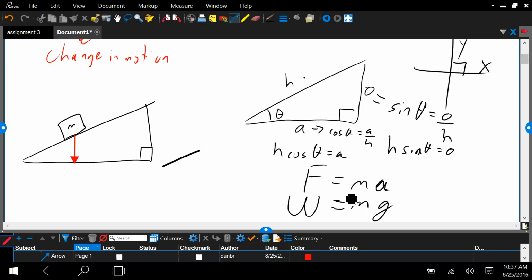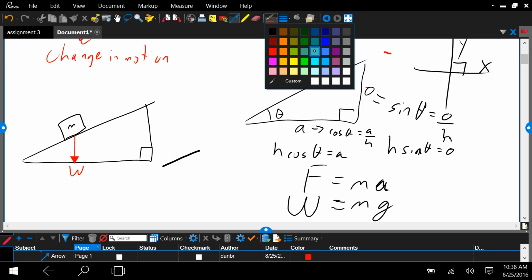You may not feel that pull so much if you're just sitting in a chair, because the chair supports you in the same way the inclined plane is currently supporting our mass in this problem. So I'm going to put a little red W here next to this red arrow. And I want to break or decompose that weight vector up into two different pieces, two different coordinate pieces here.